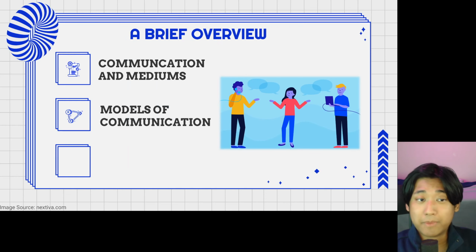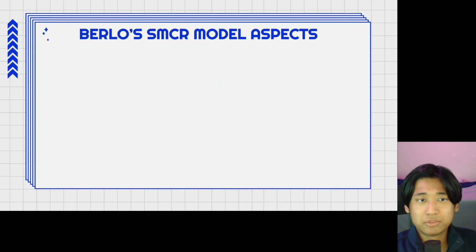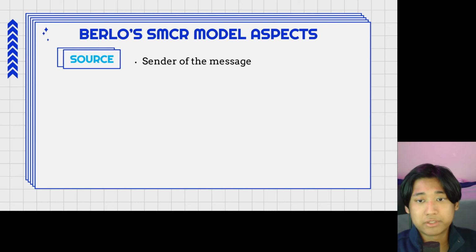So, we looked at three models of communication. Now let's look at the linear SMCR model, just one model of communication. So, in 1960, Berlo created an SMCR model of communication, and there are five aspects of it. The first aspect is source. This is the sender of the message.